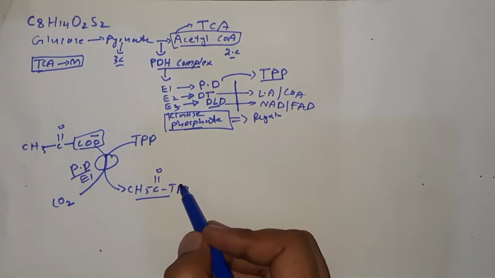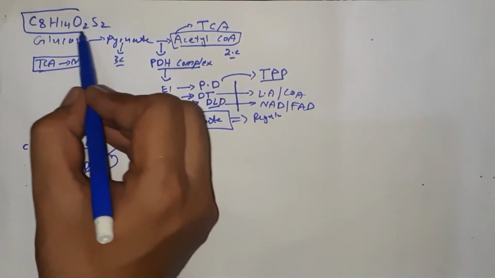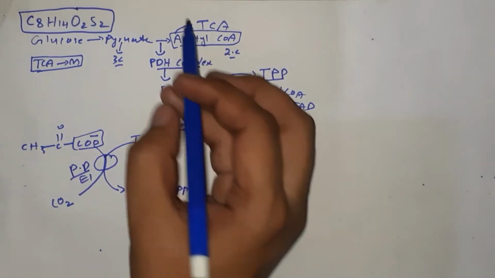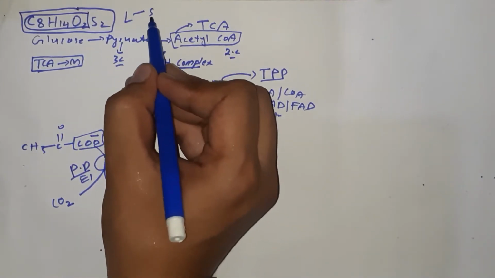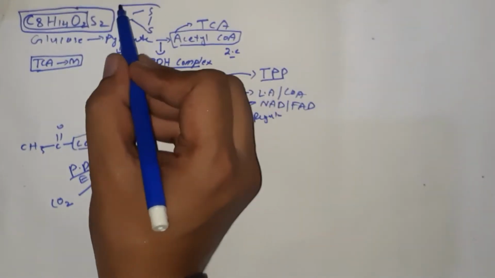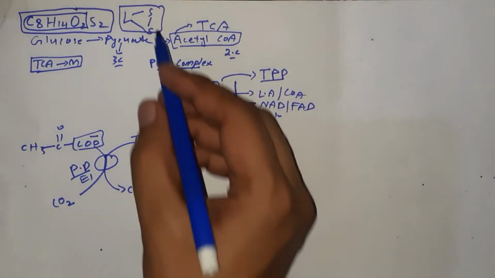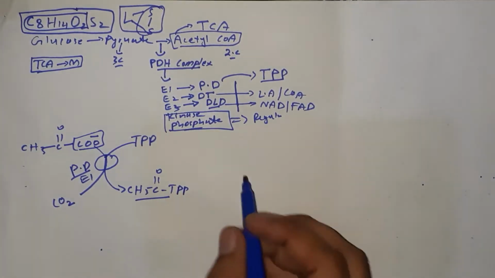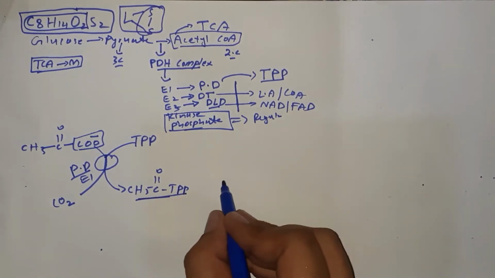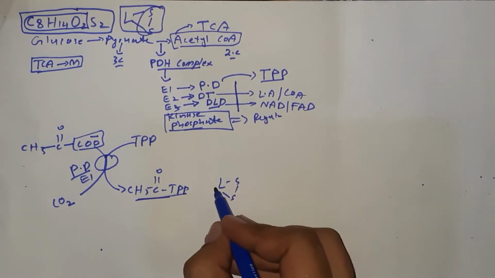This intermediate in turn combines with lipoic acid. This is the chemical formula of lipoic acid, but for the sake of convenience, we write this domain as L, and the two sulfurs as S. We write a shortened formula of lipoic acid because we have to deal only with the sulfurs here, not with carbon, hydrogen, or oxygen. So this intermediate combines with lipoic acid.